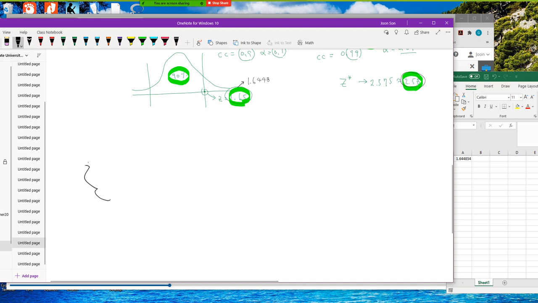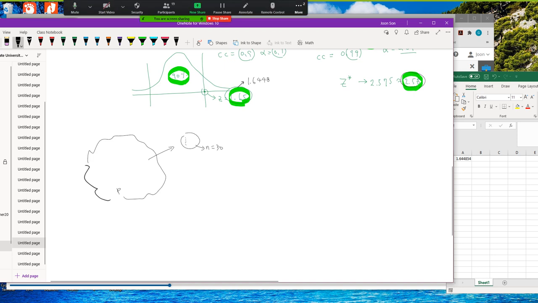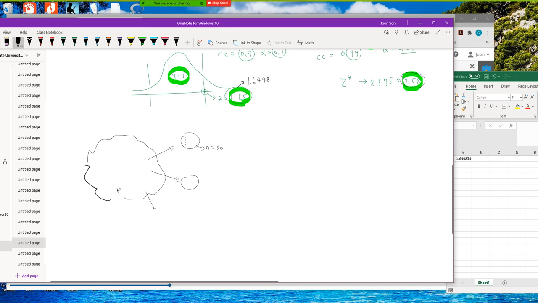Okay, so let's say we have populations, and then we need to get the samples. Let's say we have a sample, and the sample size is, for example, 30. And then we can get another sample, and another sample, and so on. From a sample, we can get the sample proportions, right?